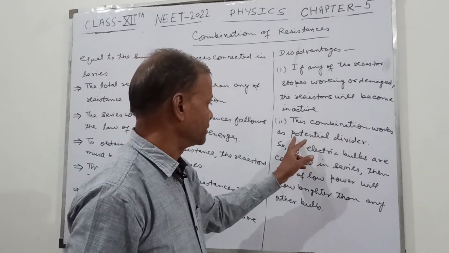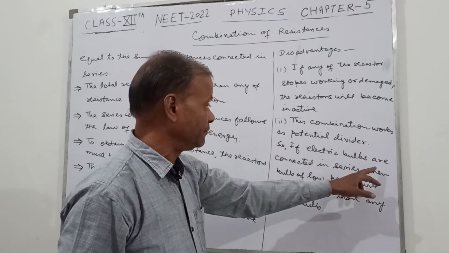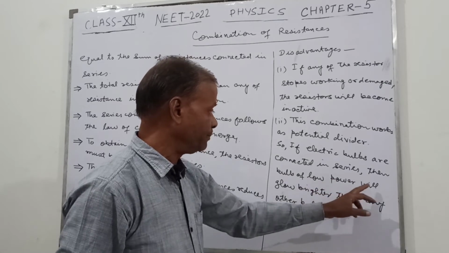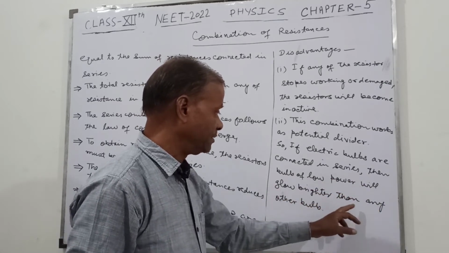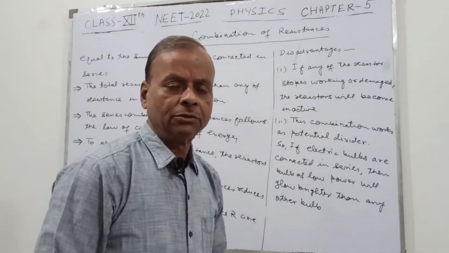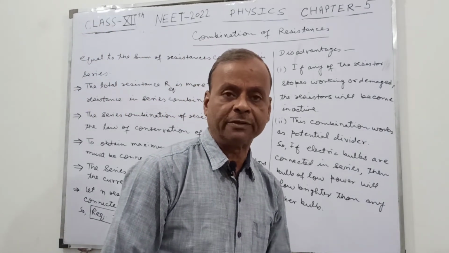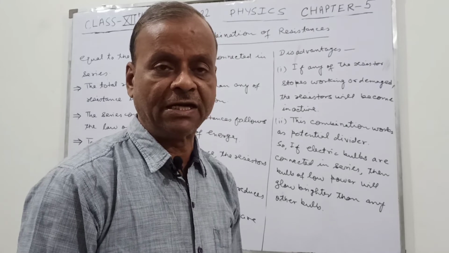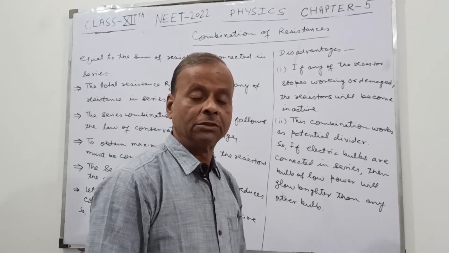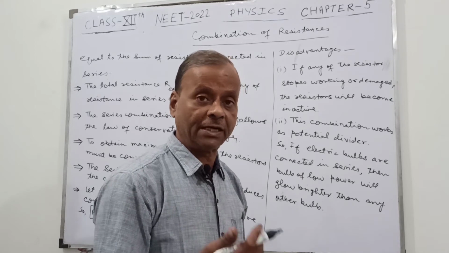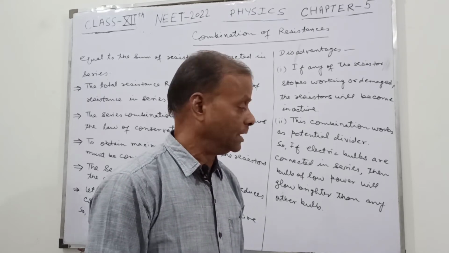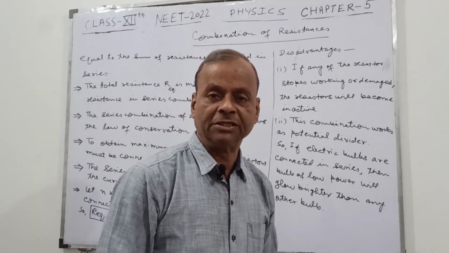This combination works as a potential divider. So if electric bulbs are connected in series, then the bulb of low power will glow brighter than any other bulb. A bulb of low power has the low resistance, and then it will have the high voltage. So this will operate at a high voltage and then this will glow more than any other bulb in the series.